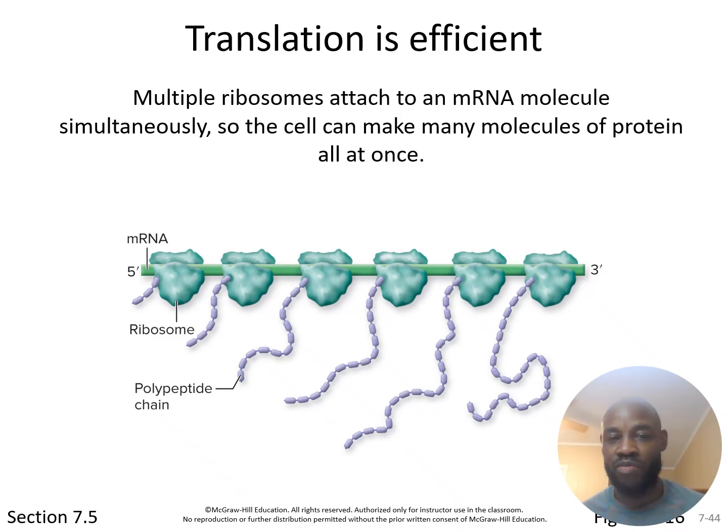Translation is very efficient. Multiple ribosomes can attach to an mRNA molecule. So you can have multiple ribosomes simultaneously making many molecules of protein all at once. So we can be continuously building proteins from one mRNA molecule.